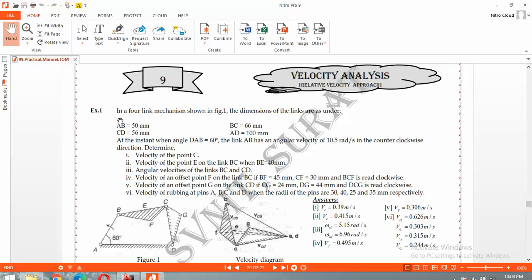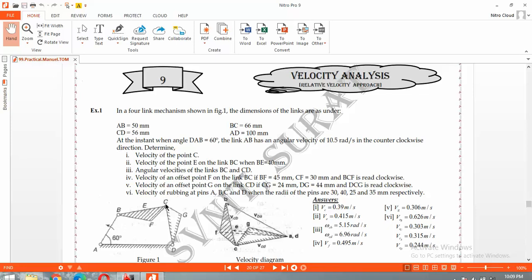Chalo, let us read what it says. In a four link mechanism shown in figure 1, the dimensions of the links are as under. Some dimensions are given for the links. At the instant when angle DAB is 60 degrees, the link AB has an angular velocity of 10.5 radian per second in counterclockwise direction. So this link AB is rotating in anti-clockwise direction. So we have to determine something.